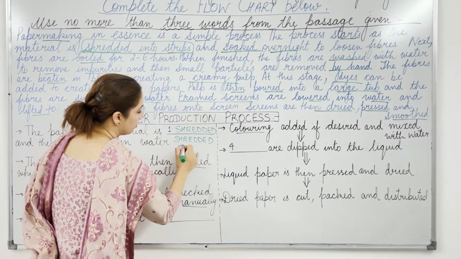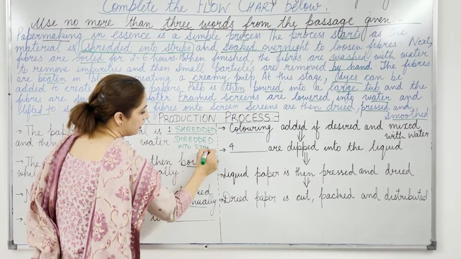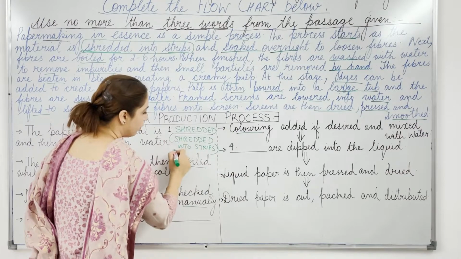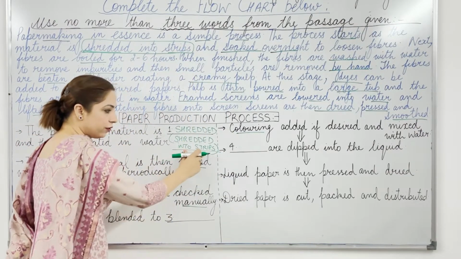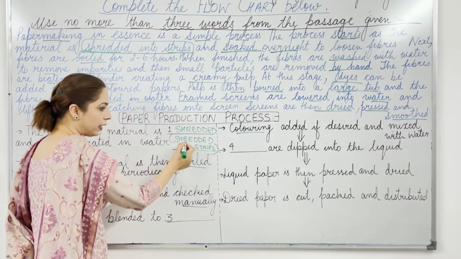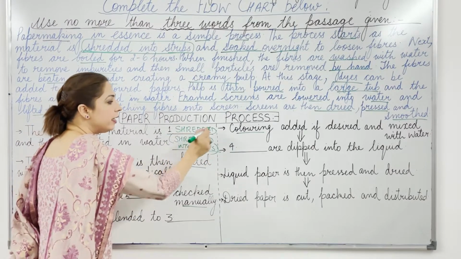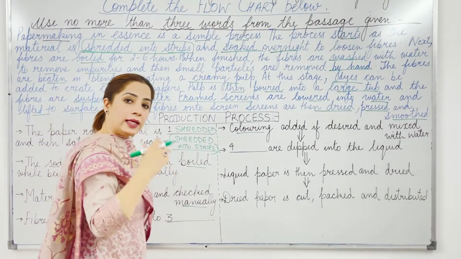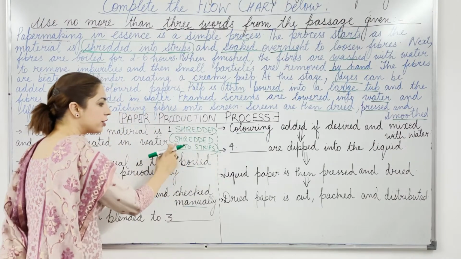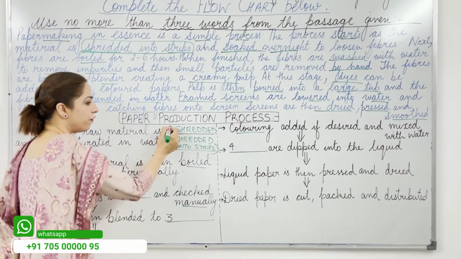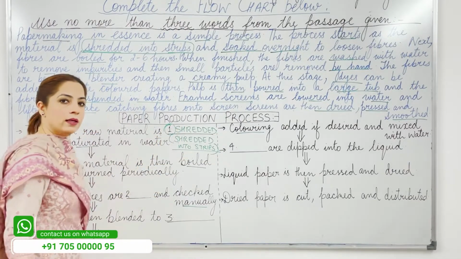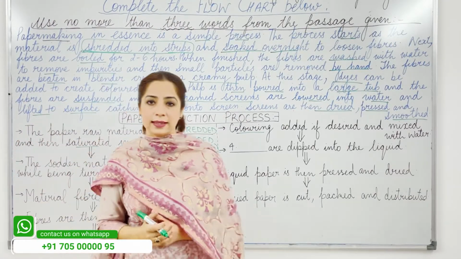Shredded into strips. So we qualify the instruction, that is not more than 3 words. If you want to write 3 words, this can be the answer. Shredded into cannot be the answer because that will be incomplete. Or shredded into strips and then saturated in water. So the first fill in the blank, the first part of the flowchart, is complete.